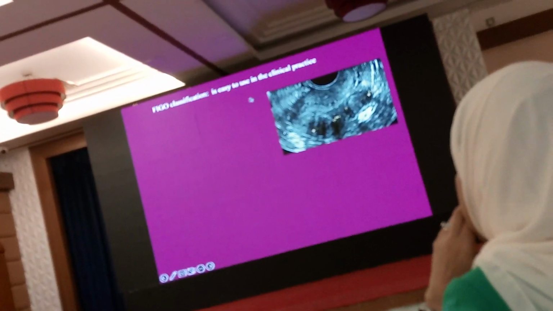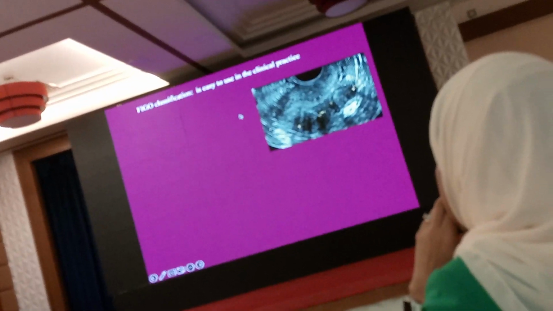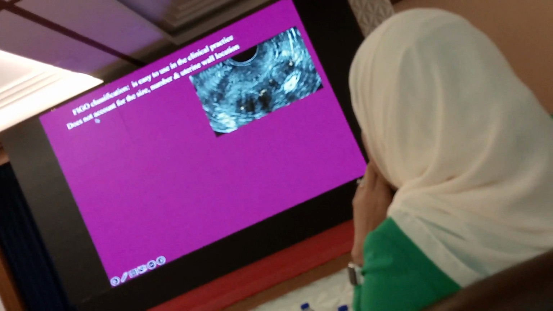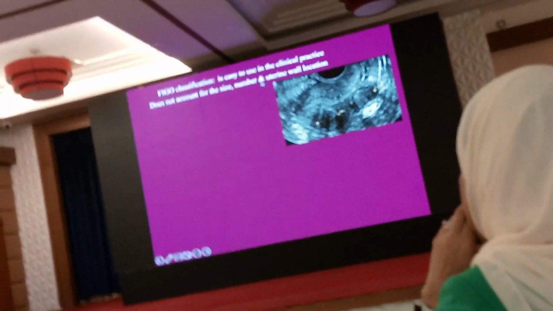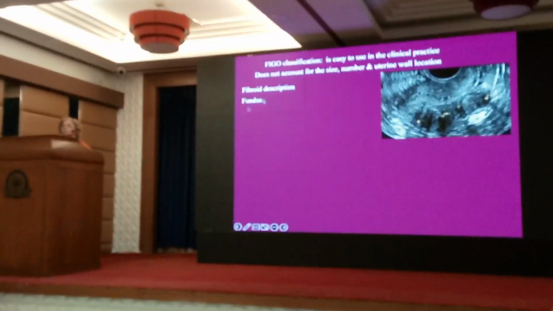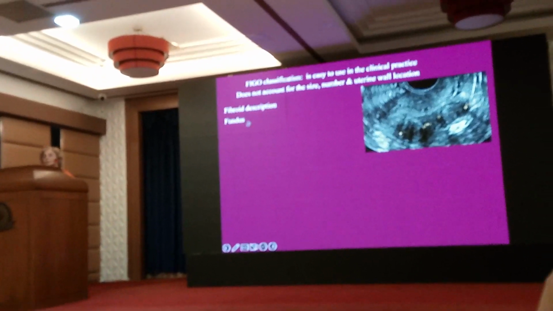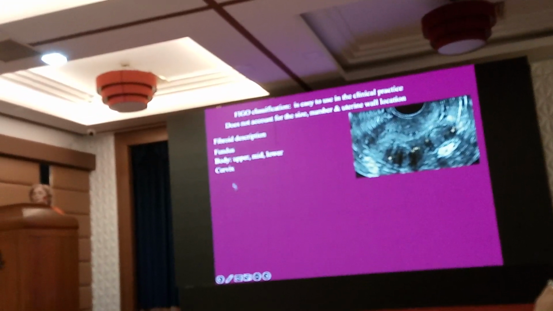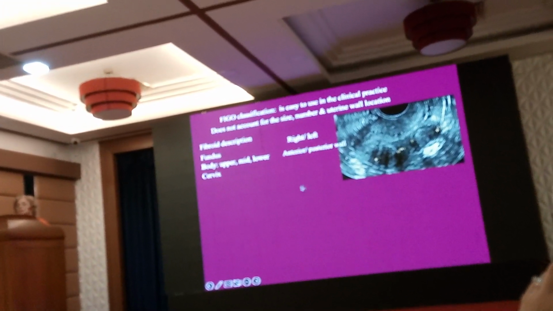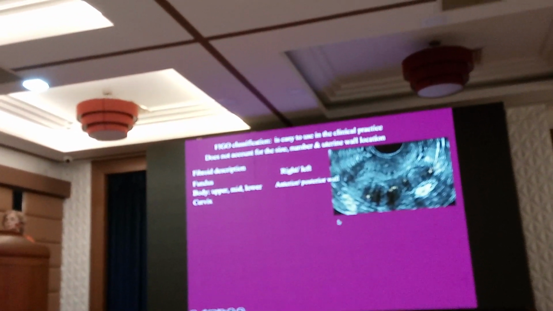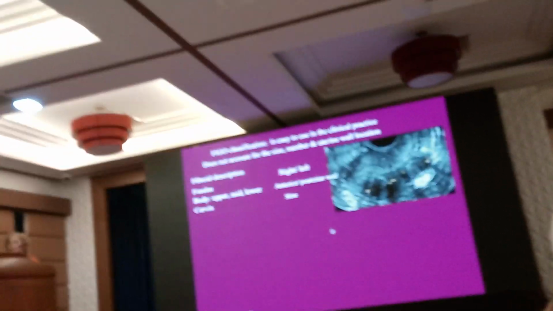The FIGO classification is very easy to use in clinical practice. Like I said, we can do it on 2D also. But the problem is it does not account for the size, the number, and different wall locations. So when we are using this classification, if we describe exactly where it is, in the fundus, body, upper, middle, lower, cervix, or right, left, anterior, posterior, I think we have a pretty good description of where it is and we can use the FIGO classification.